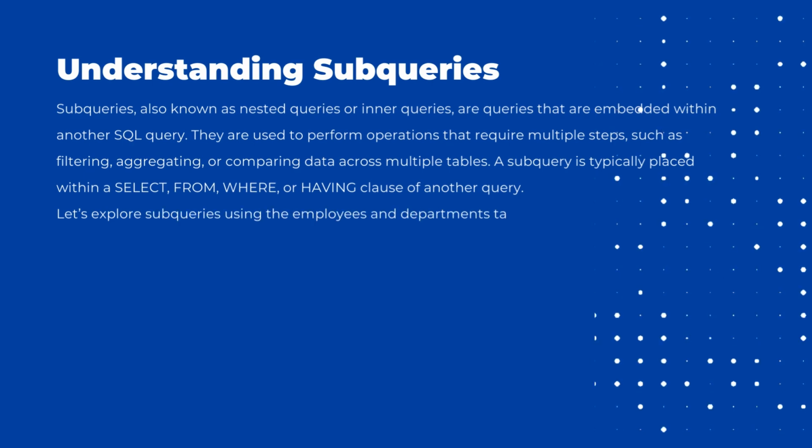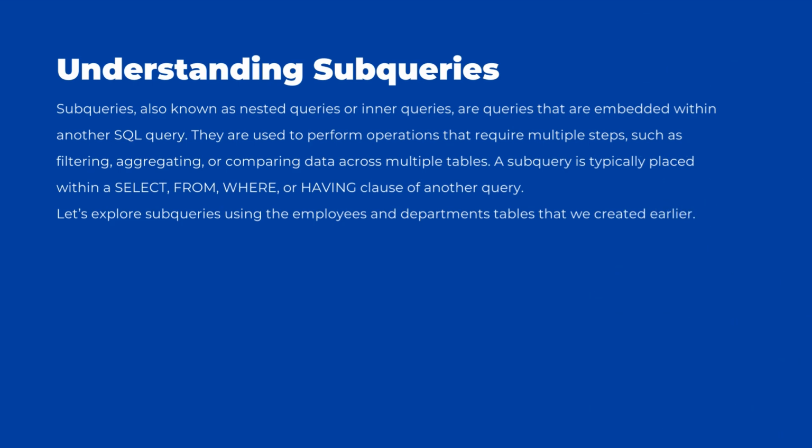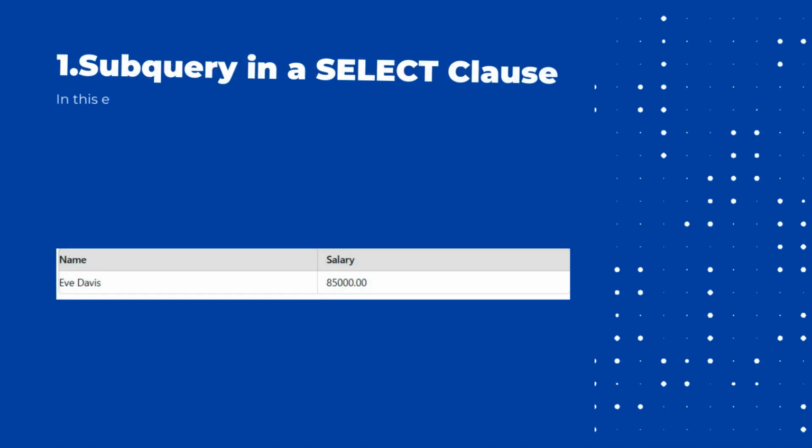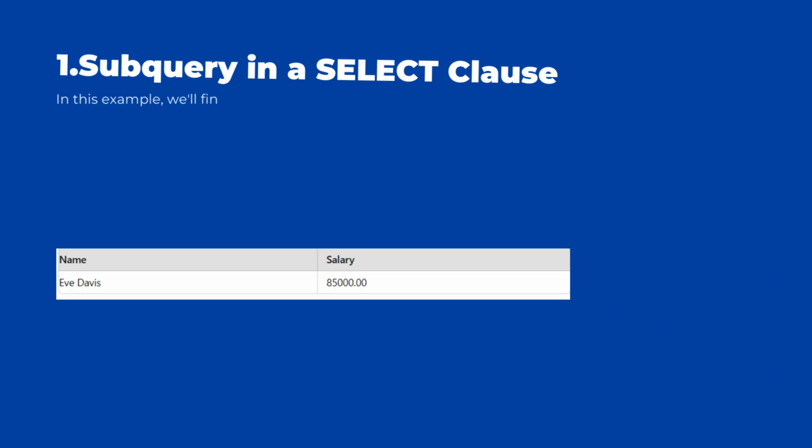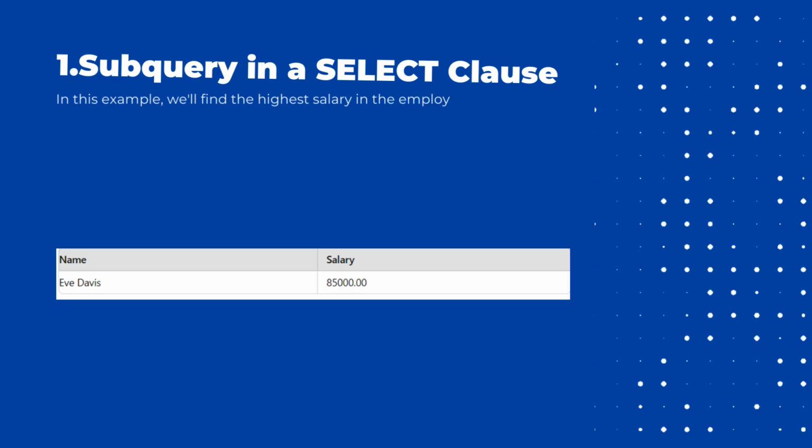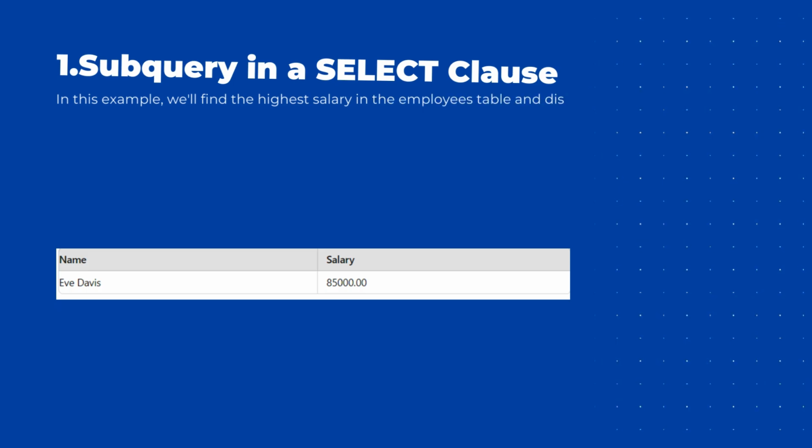Let's explore subqueries using the employees and departments tables that we created earlier. In this example, we'll find the highest salary in the employees table and display the name of the employee who earns that salary. SELECT Name, Salary FROM Employees WHERE Salary = (SELECT MAX(Salary) FROM Employees).